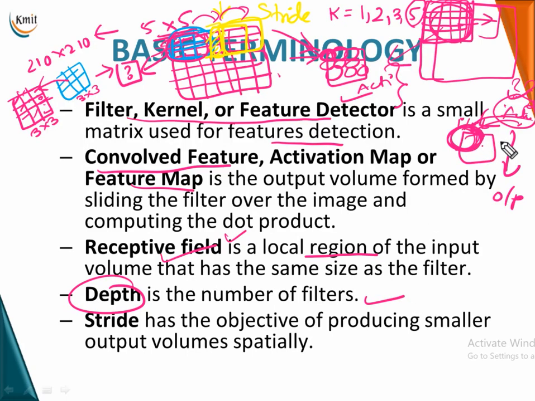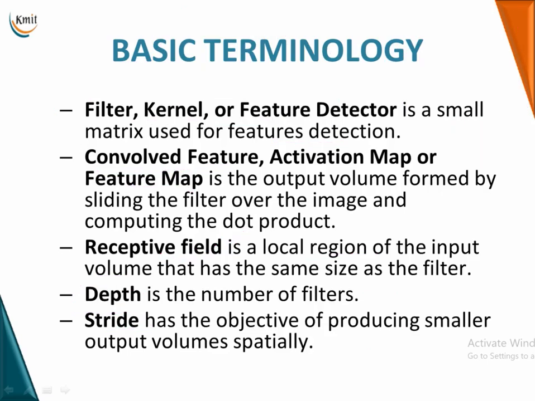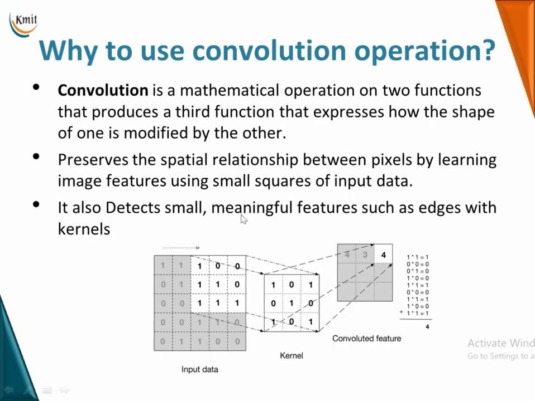And then, as I told you, you can skip some of the pixels and keep on sliding your filter. That is called a stride: how many pixels you skip while sliding your filter. Stride has the objective of producing smaller output volumes spatially. So that was the basic terminology we will be using. I hope you are clear with it. Now, once you are done with the basic terminology, let's see what exactly you are doing in that sliding and calculating the output. So what exactly are we doing?